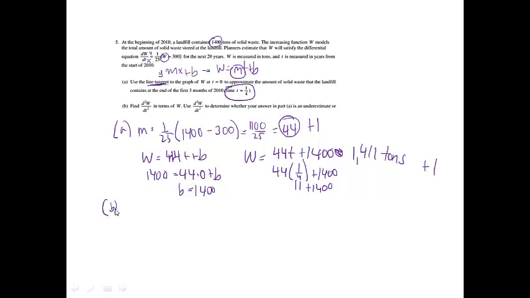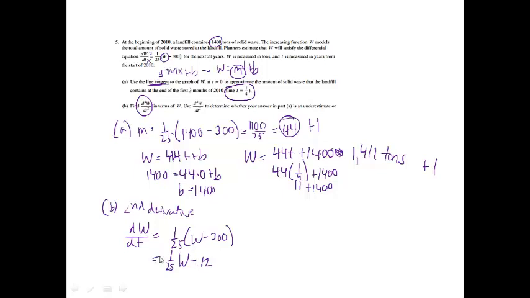All right, part B. Find d squared w dt squared in terms of w, and then use that to determine whether your answer in part A is an underestimate or overestimate. Okay, so d squared w, that means to find the second derivative. Fortunately, we were already given the first derivative. We know that dw dt is equal to 1/25 times (w minus 300). And I'm just going to distribute that a second. So I'm going to get 1/25 w minus 300 over 25. Let's see. I believe that will be 12.